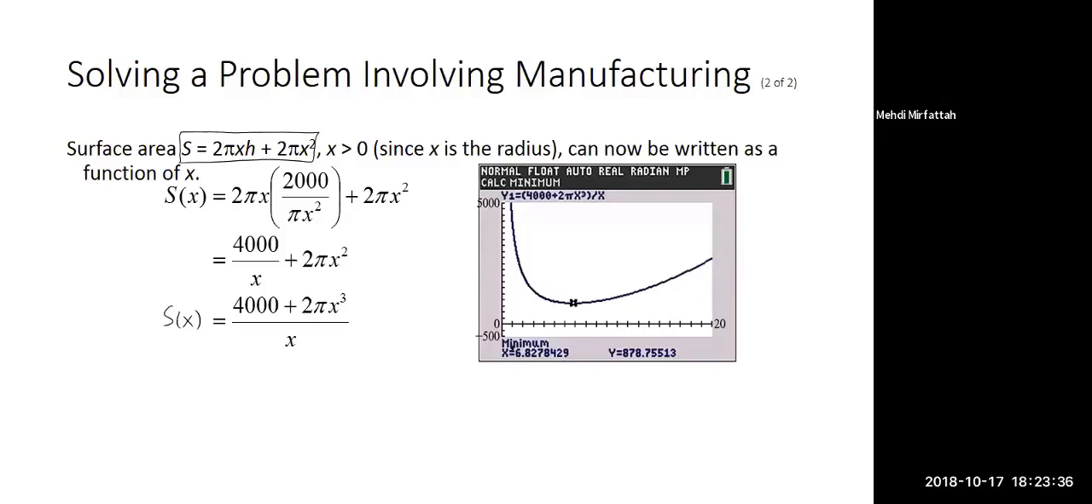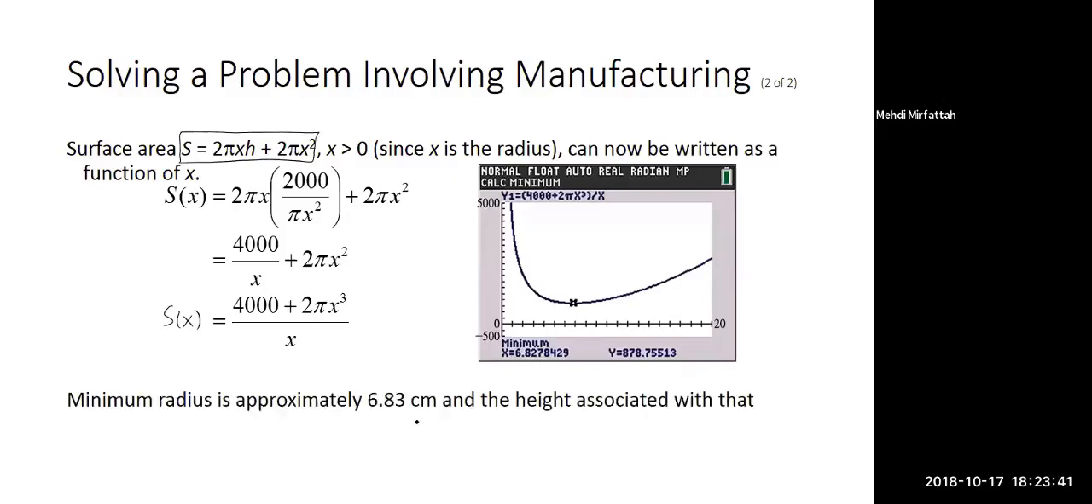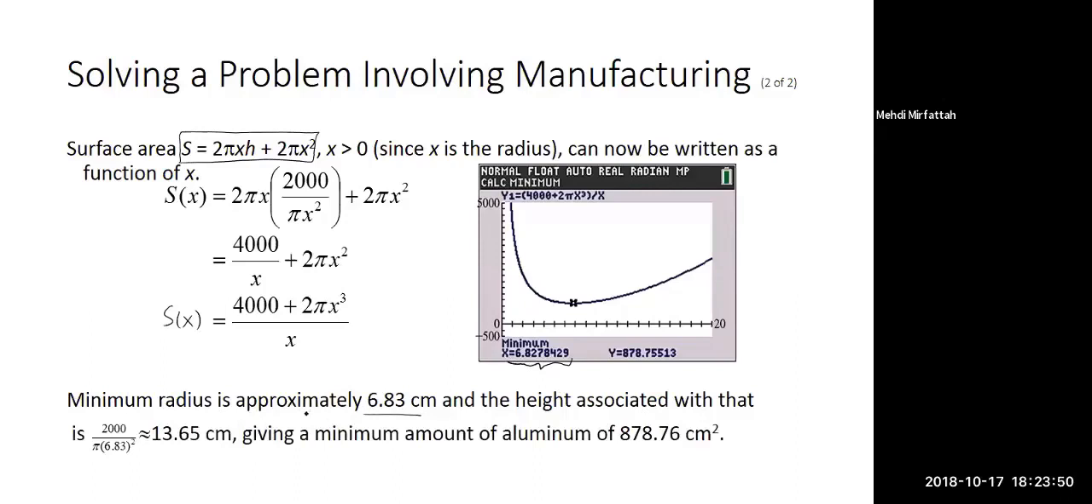And you would find the minimum point here would be at 6.827. So the minimum radius approximately is this value that our calculator would give us. And the height associated with that, plugging it into that formula for height, would be 13.65 centimeters. So given a minimum amount of aluminum, that would be the amount right there for y: 878.76 square centimeters.